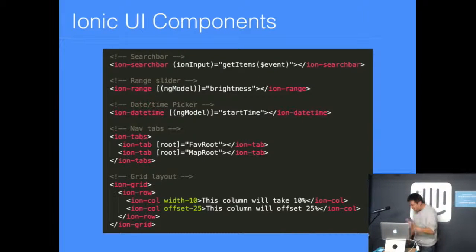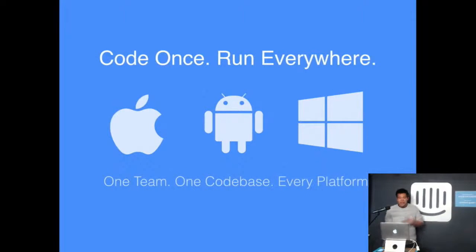Okay, so what this means at the end of the day is that it's easier than ever to realize the original promise of hybrid app development, which is you're going to code once, run everywhere. You have a single team, a single code base, and you're going to be able to run across every platform. And when I say that, I don't just mean hybrid app development, right? Again, Ionic is completely built on web and browser standards, so it's also great for the mobile web, as well as some of the things that are coming next.